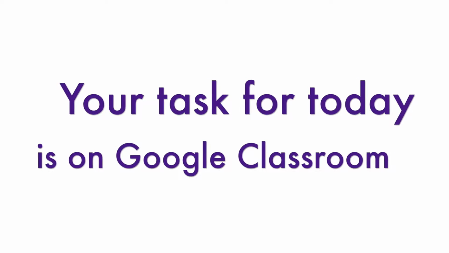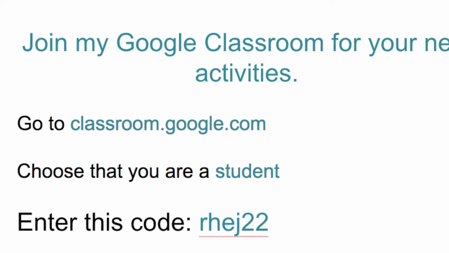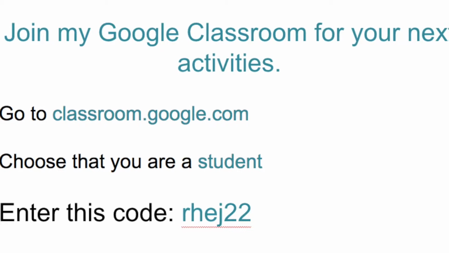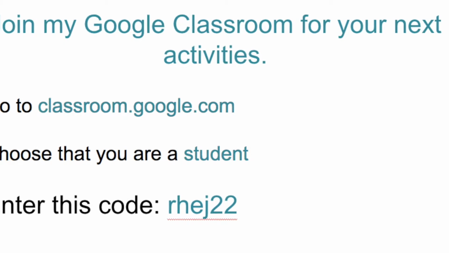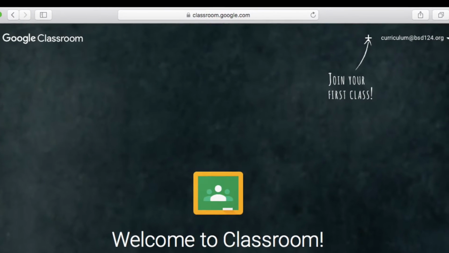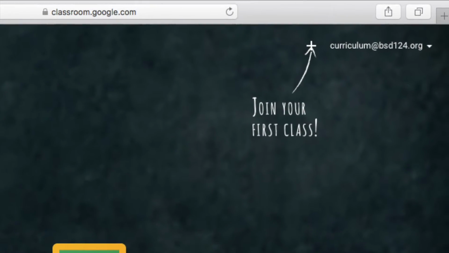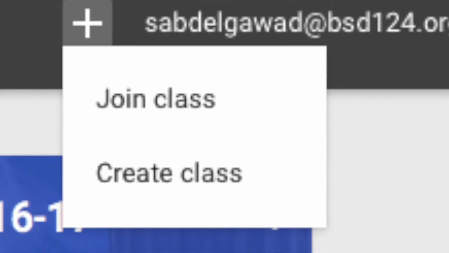We're going to do this through Google Classroom. So first you'll need to join the STEAM PD Google Classroom if you haven't already. Write down this code if you haven't already joined the STEAM PD Google Classroom. You'll have to go to classroom.google.com. You just click on the plus sign in the upper right-hand corner by your name and choose Join Class. Then you enter the code.